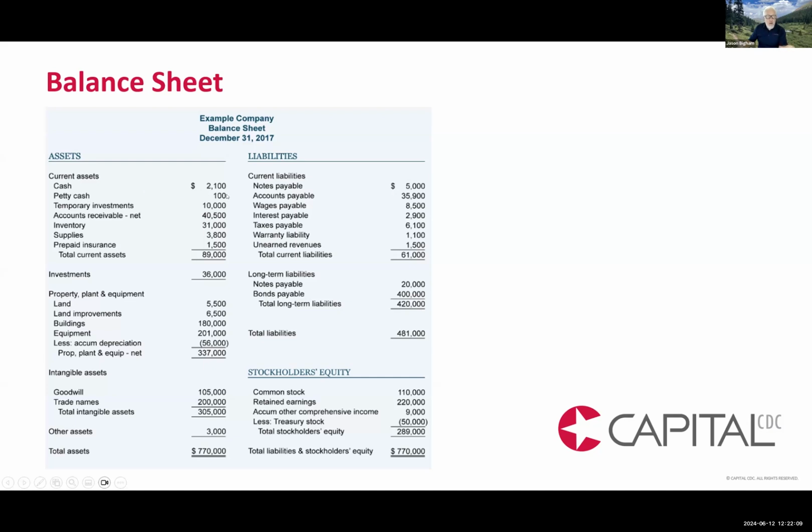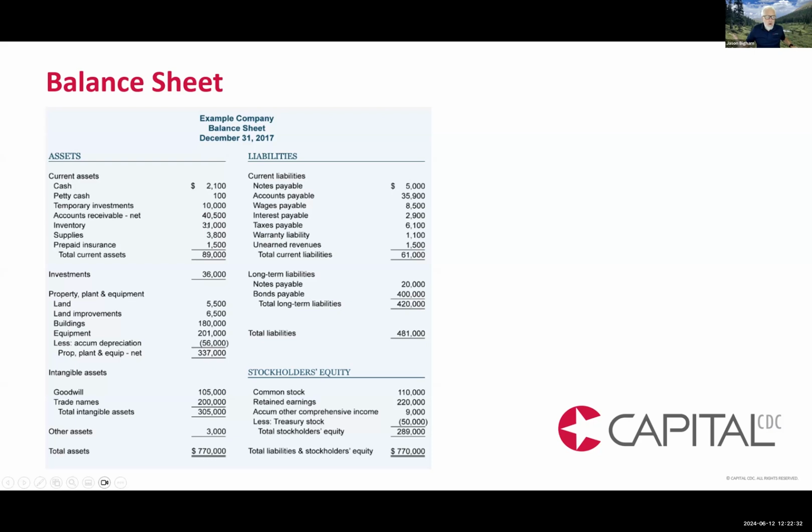But cash, petty cash for this business, temporary investments, I don't even know what those might be. But then accounts, so these are all cash that you have on hand. How much, and this will be an important one that we'll look at. How much cash does this guy have? Well, $2,200. That's how much cash he's got.